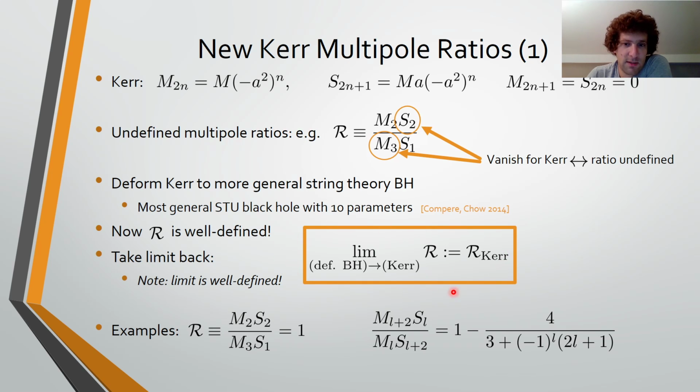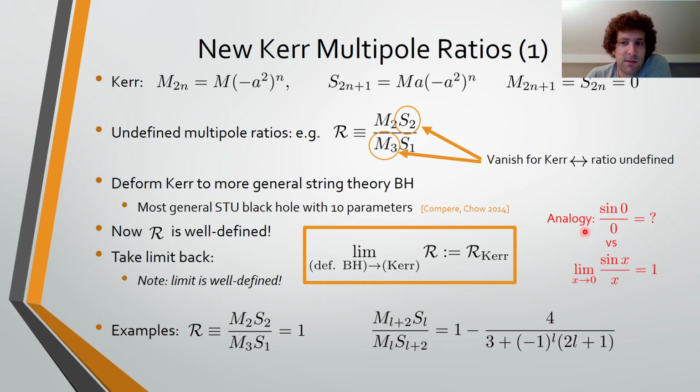So this quantity here in the rectangle is sort of our main result, where we simply say that we take the limit where the deformation of the black hole goes away and we retrieve the Kerr black hole again. And in this limit, we can associate this well-defined multipole ratio to the Kerr black hole. So, this is not a crazy procedure.